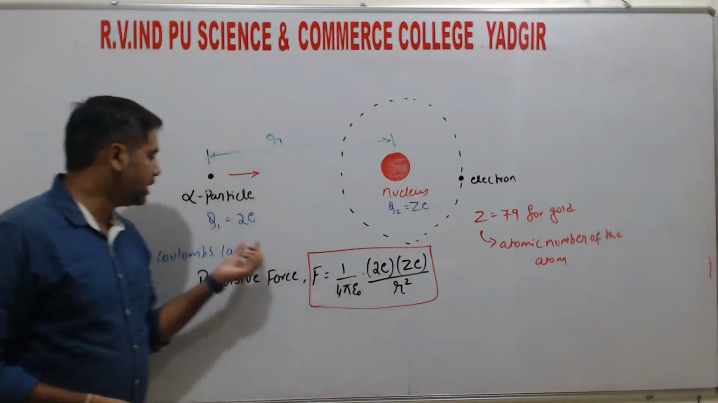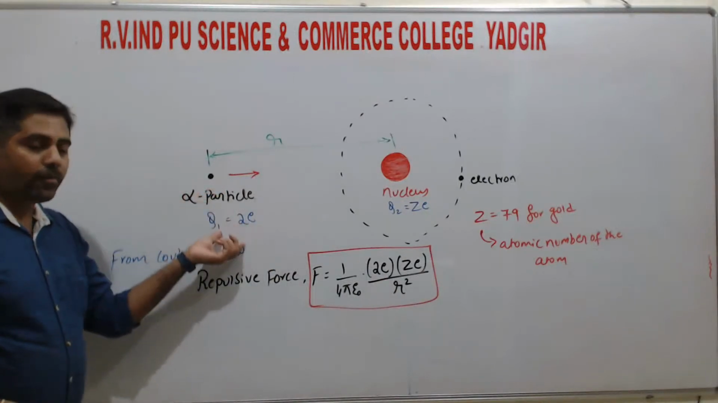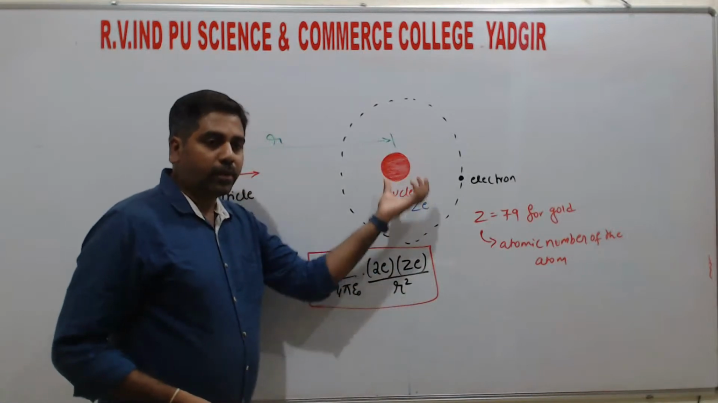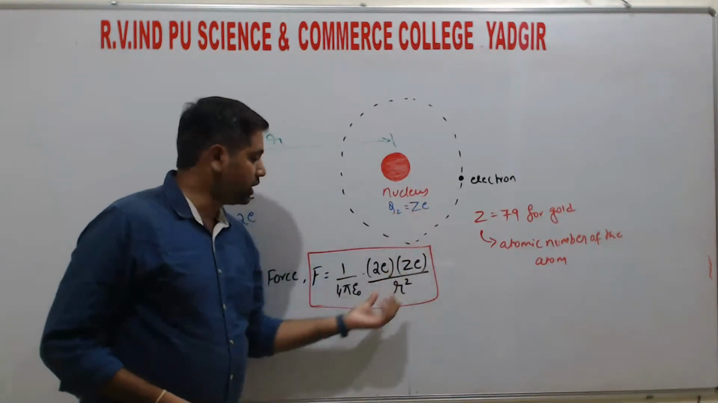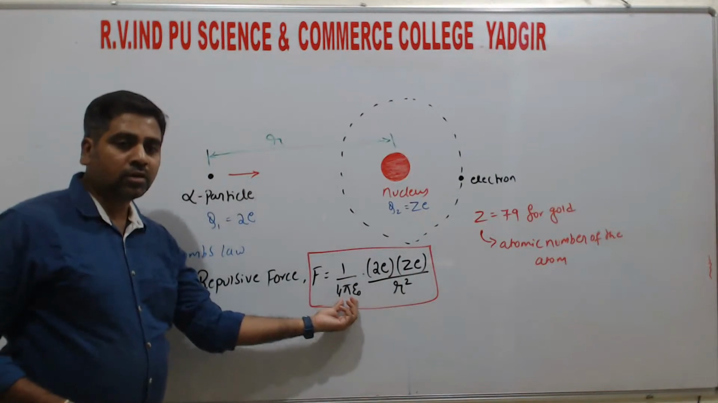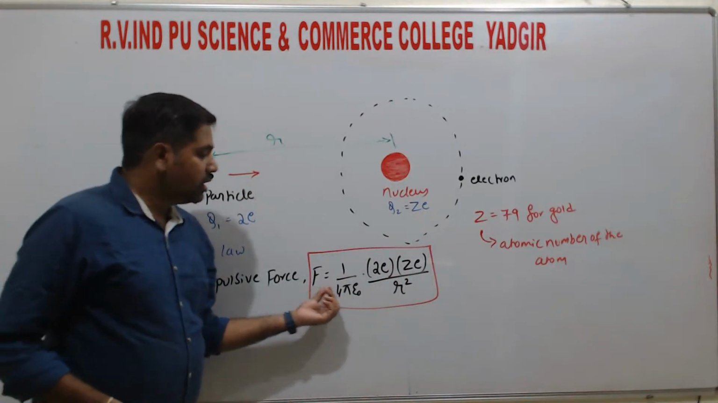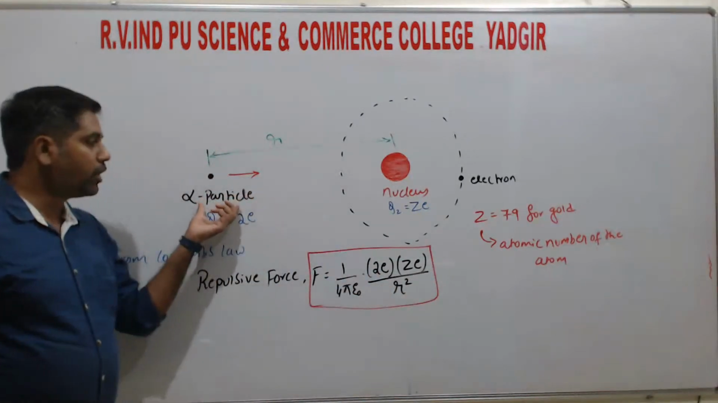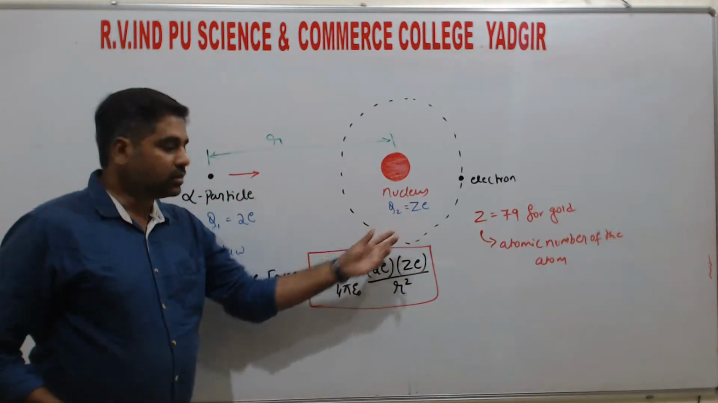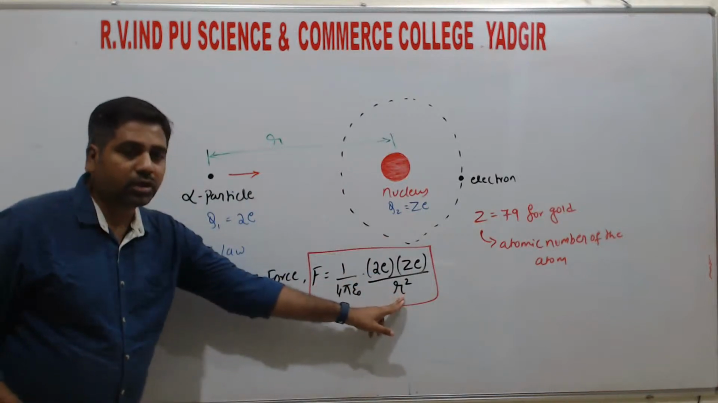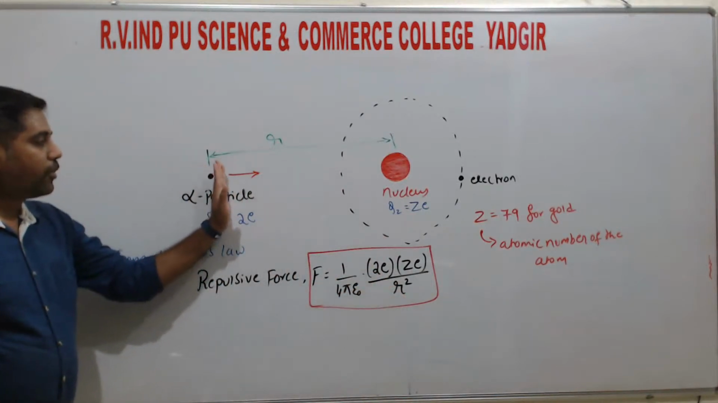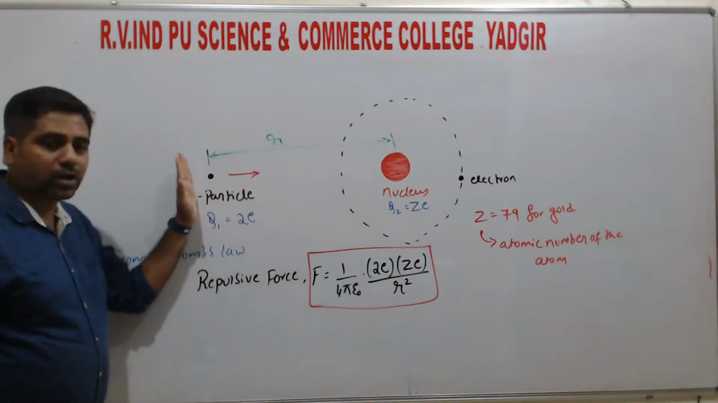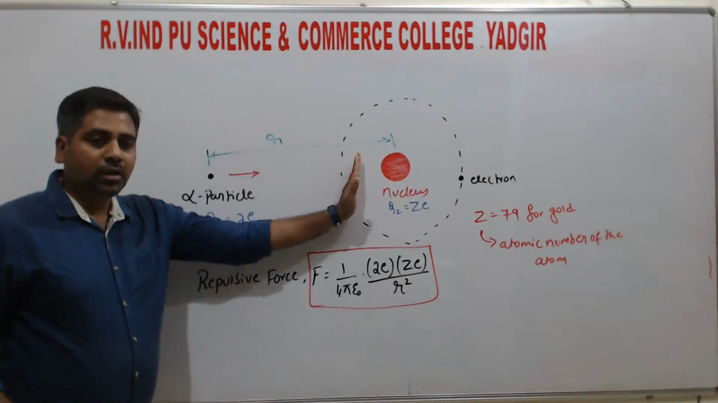here 2e, the charge of the alpha particle, is constant, and the charge of the nucleus present in the atom is also constant, and also 1 by 4 pi epsilon naught is constant. So force is inversely dependent on the square of the distance between the alpha particle and the nucleus, as the alpha particle approaches near to the nucleus, because the alpha particle is moving towards the nucleus.